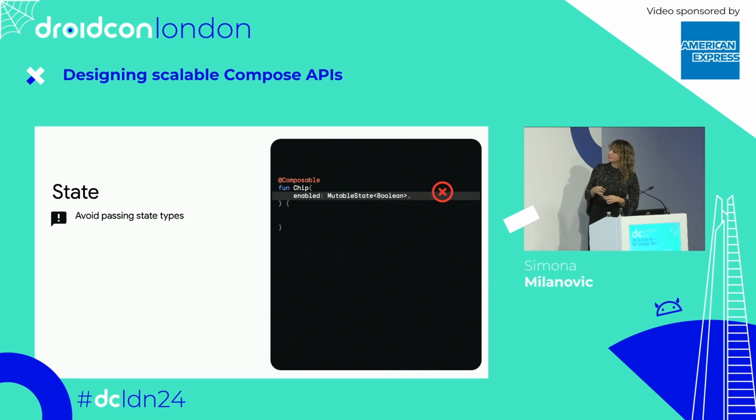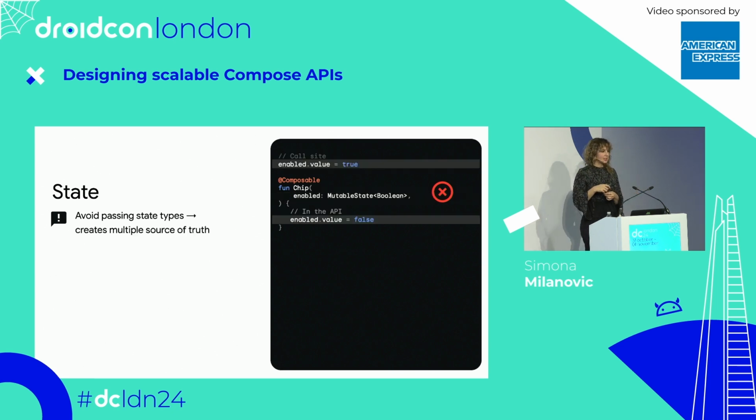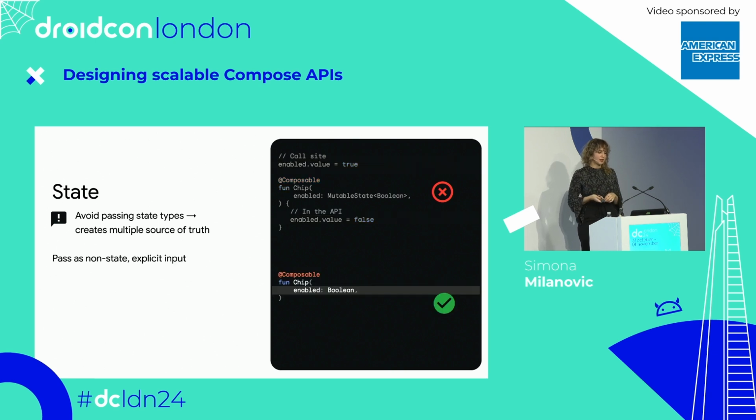Cool, so as state can be a delicate matter to handle, avoid passing state, mutable or immutable, as a direct parameter of the API. Passing state like this means that there could be multiple owners of it, both the caller and the composable, which complicates control and creates multiple sources of truth in parallel. Instead, try to prefer explicit inputs. Where possible, make the composable stateless by passing non-state arguments like strings, ints, or even lambdas, and rely on composition to do its magic.